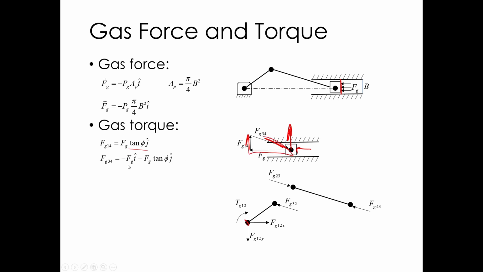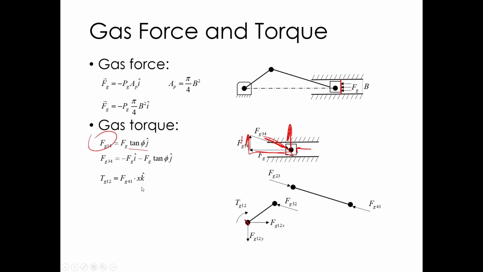We can find that. It's just a little vector triangle where we've got the gas force minus FG14 here. The negative of that is going to be FG34, the force from 3 on 4, so connecting rod on piston. That would be the wrist pin force.